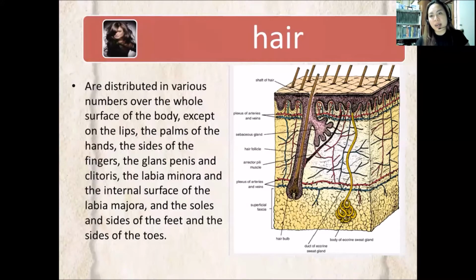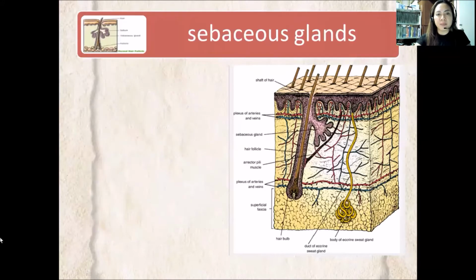Okay? Hair are distributed in various numbers over the whole surface of the body. Kaso, there are areas in the body na walang hair, di ba? So, except on the lips, wala namang hair sa lips. The palms of the hand, okay, walang mga hair yan. The sides, no, of the fingers, the glans penis, the clitoris, the labia minora, and the internal surface of the labia majora, and the soles and sides of the feet and the sides of the toes. So these are areas devoid of hairs. Okay.